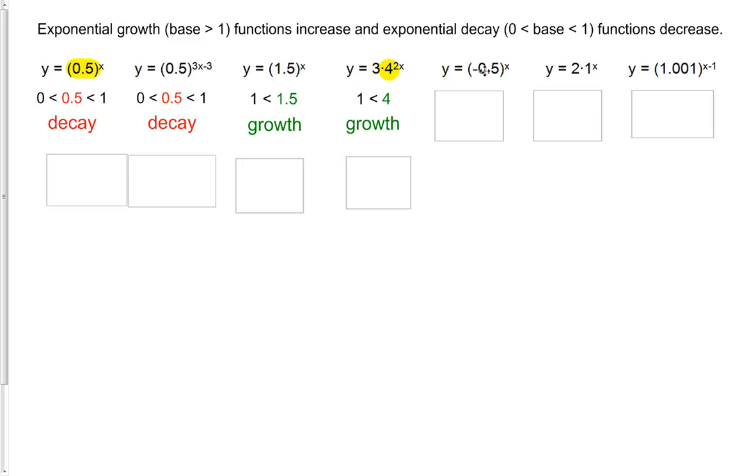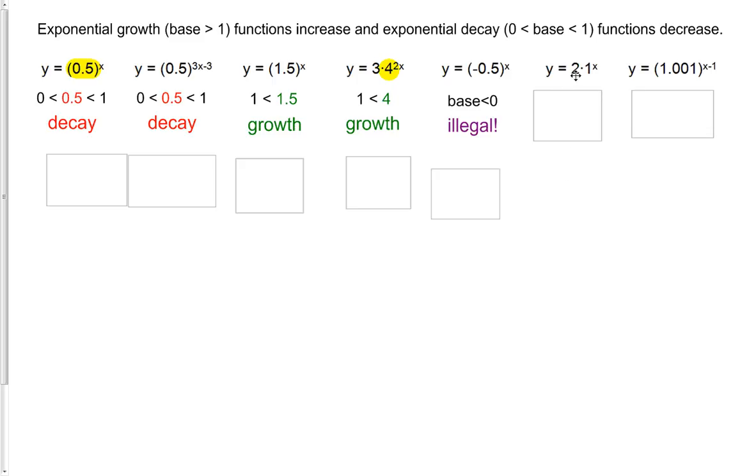This one here, negative 0.5 to the x. Well, that is not greater than 1, and it's not between 0 and 1 either. So that one is actually an illegal base. If you try to evaluate this, you're going to find that it doesn't work. For example, negative 0.5 to the first power would be a negative number. To the second power would be a positive, and if you did a fractional power, such as a square root, you're going to get imaginary numbers. So you're going to have things all over the map. It just doesn't work.